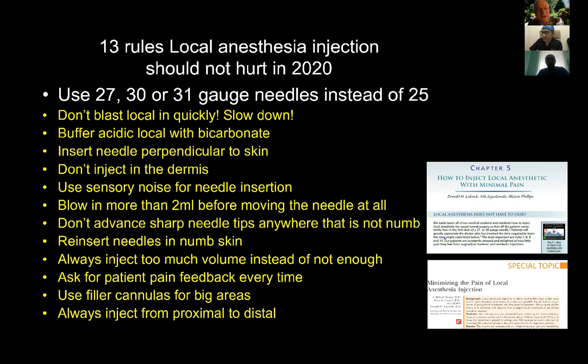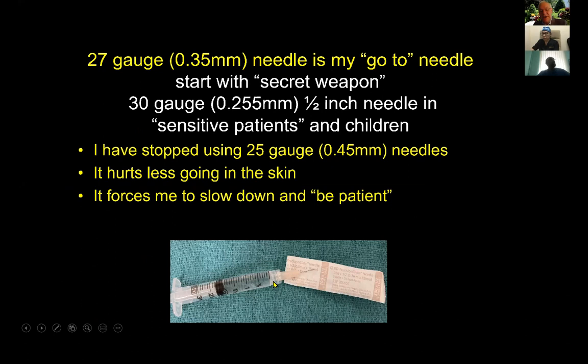So small needles, you know, it's not a big deal to get small needles. And I never use 25 gauge needles anymore. I use 27 or 30 or 31. I use 30 in children or on the palm of the hand, 27 elsewhere on the hand. And I like to put a 30 gauge needle on a 3cc syringe. And also I only use luer lock syringes, so that the top doesn't blow off, it screws in.